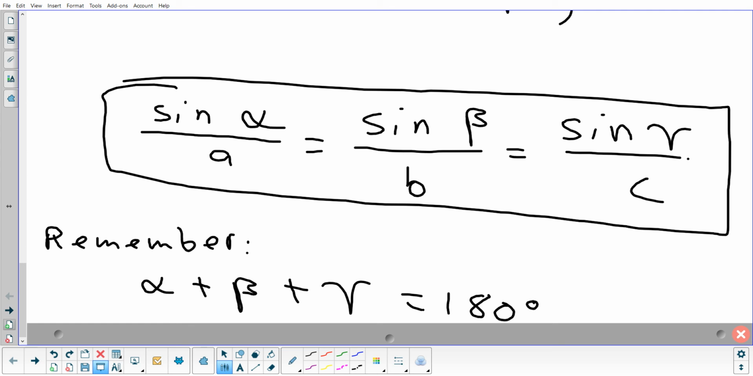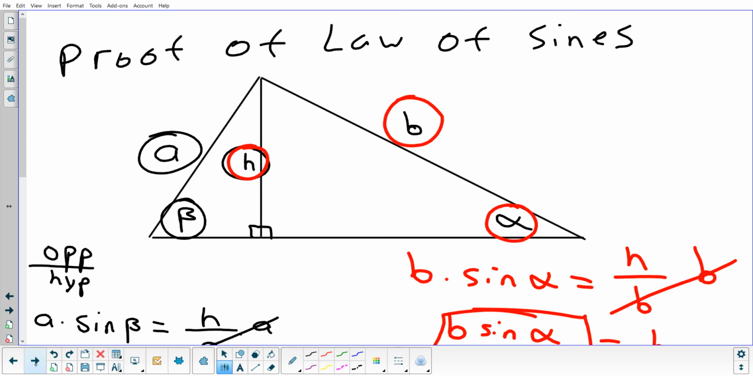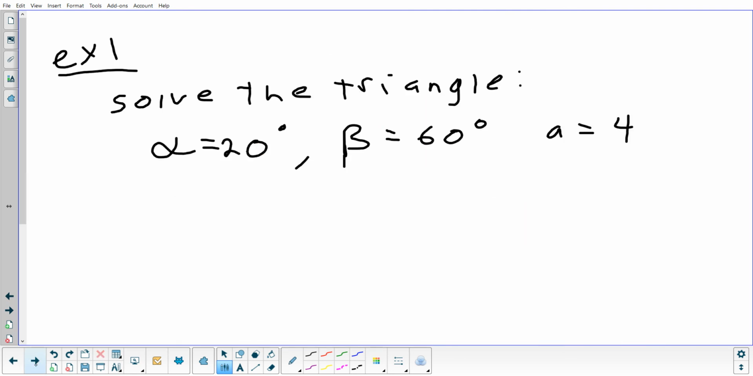All right, any question on what the formula is before we try 3 examples? We'll do one of each type. All right. So let's look at this one.